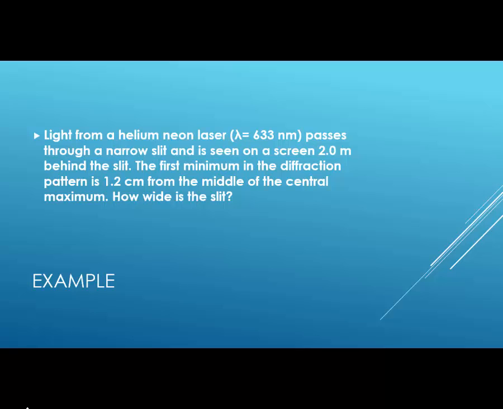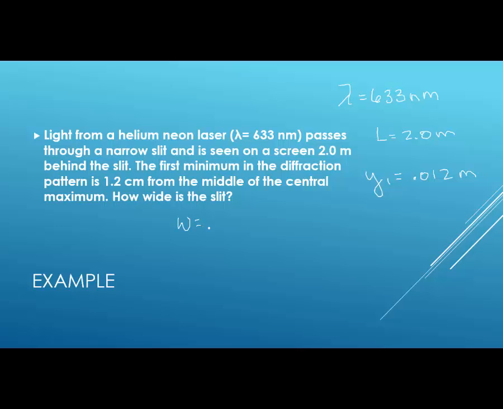Okay, so let's do an example problem. Light from a helium-neon laser passes through a narrow slit seen on the screen 2 meters behind the slit. The first minimum in the diffraction pattern is 1.2 centimeters from the middle. How wide is the slit? So we have a couple of givens: the wavelength is 633 nanometers. The L, or our distance to our screen, is 2 meters. And then the first minima in the diffraction pattern is 1.2 centimeters from the middle of the central maxima. So that's our y1, 0.012 meters from the center maximum.